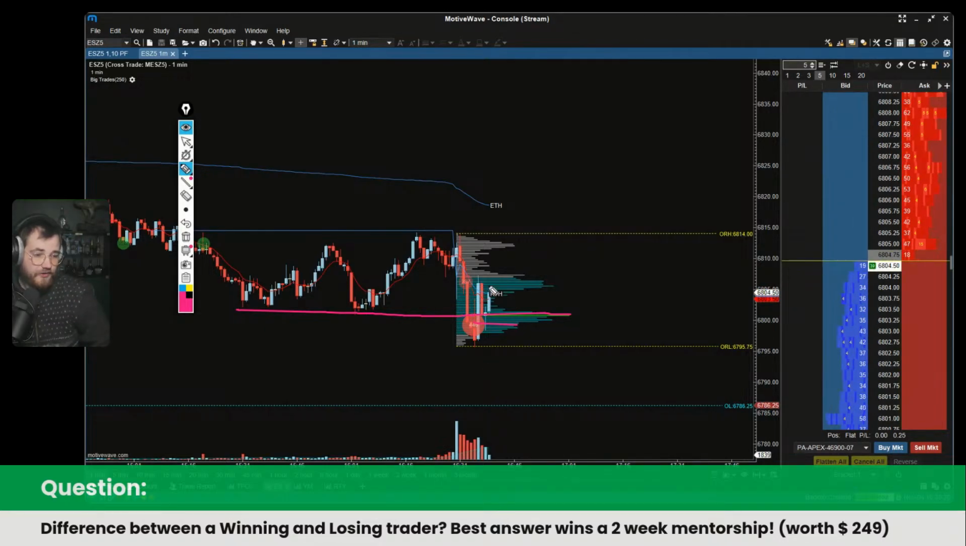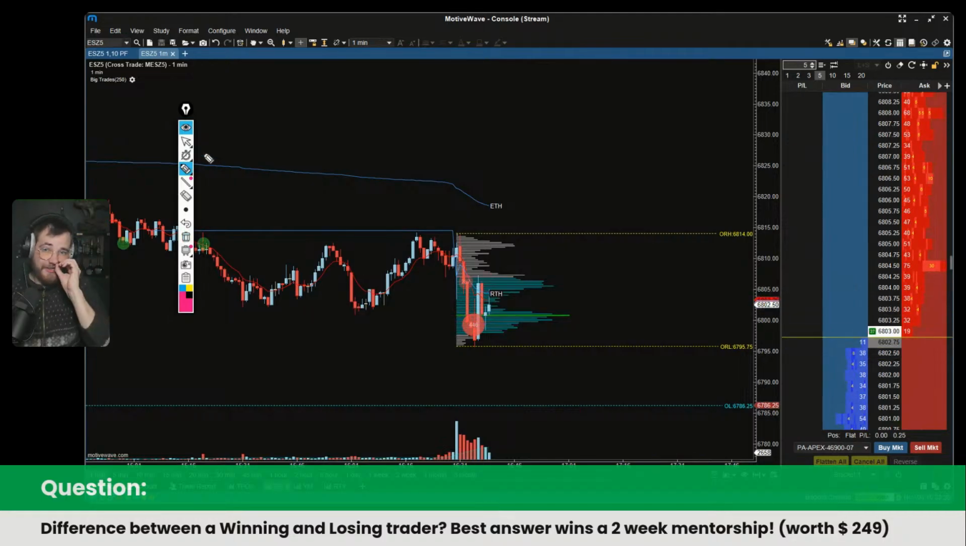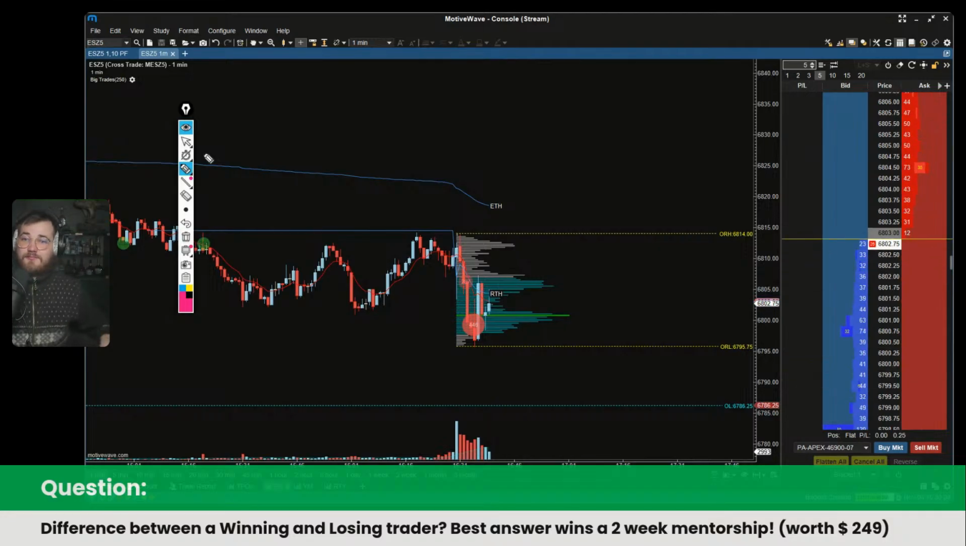So, I think continuation to the upside is possible. But then again, we do have the overnight low here as a magnet. So not something I would specifically trade myself, just talking about what I'm seeing in the market. I only trade one strategy and it's based on gaps. And the gap today is very wide. And I don't trade wide gap days.